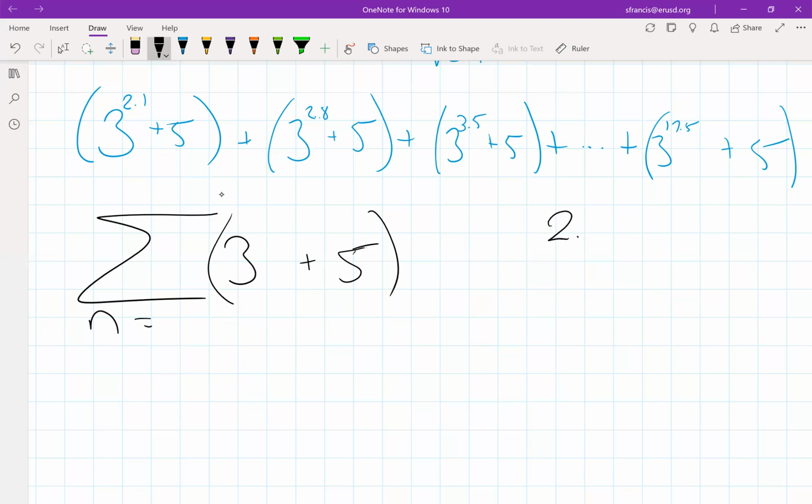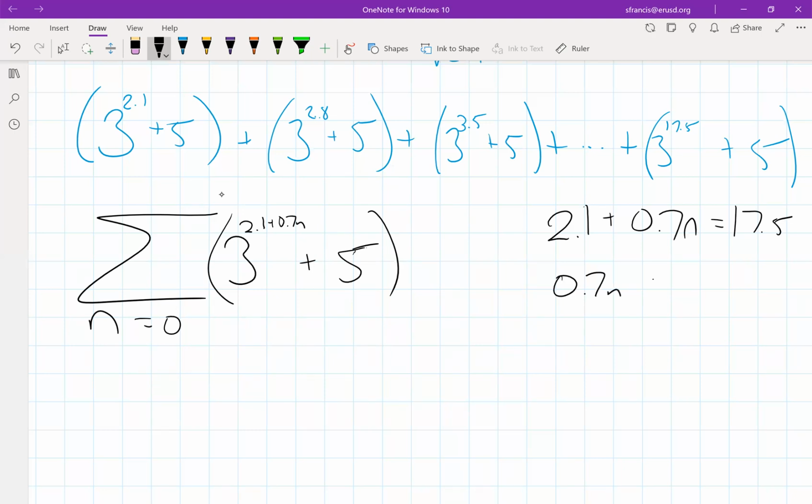2.1 is where I like to start. We're adding 0.7, so 0.7 n. Then I'll start at n equals 0. And so my exponent here is going to be 2.1 plus 0.7 to the n. In Desmos, you probably have to put parentheses in the exponent to keep everything in there. Set that equal to 17.5.